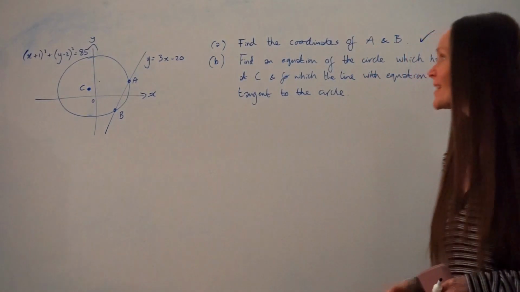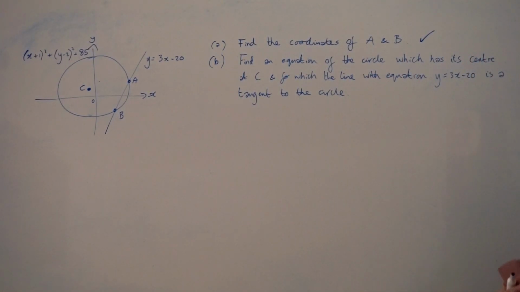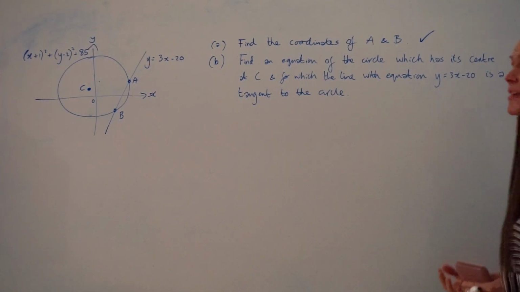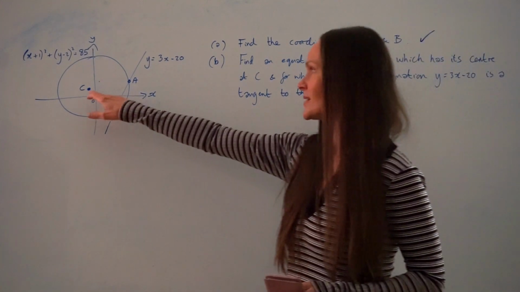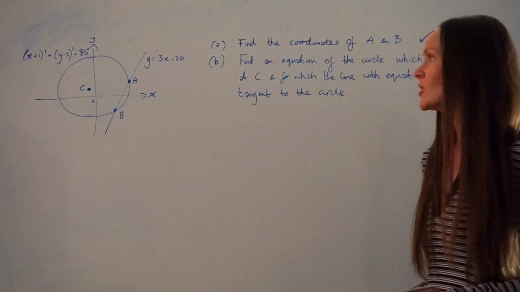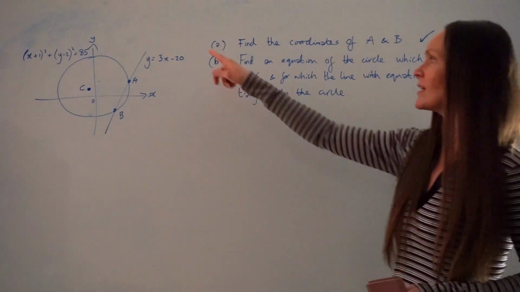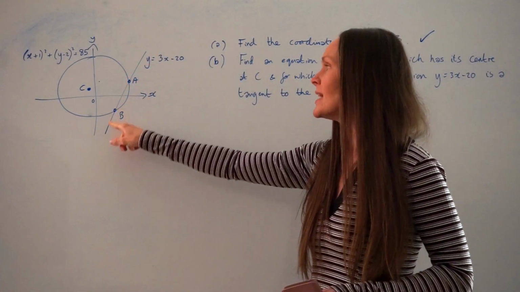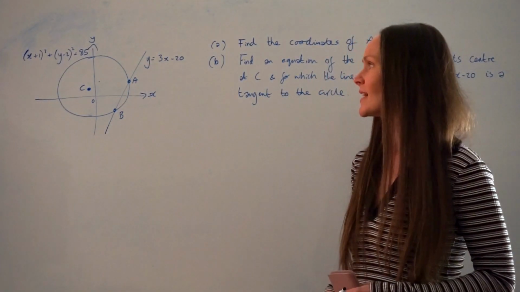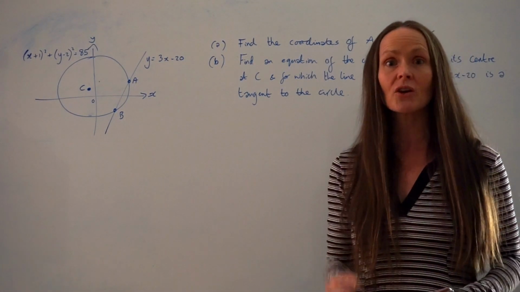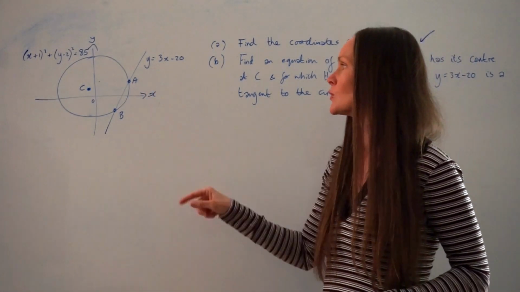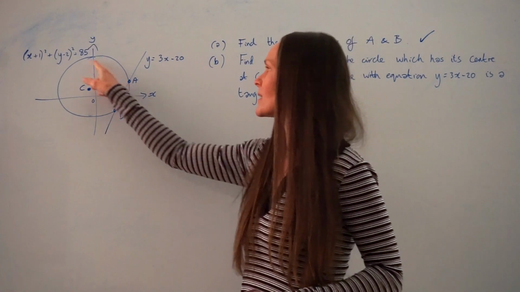So in part B, it says find an equation of the circle which has its centre at C and for which the line with the equation y equals 3x minus 20 is a tangent to the circle. Okay, so the centre of this new circle is the same as in the first diagram at C, but the radius has changed. They've told us that this straight line, y equals 3x minus 20, is now a tangent to the circle instead. So it's going to intersect the circle in one place instead of two. Okay, so the circle would look something like this.